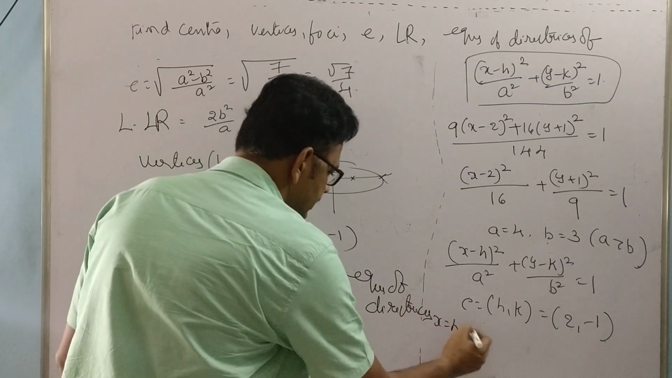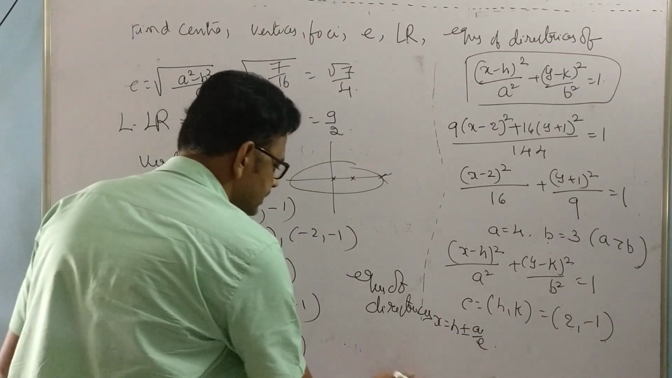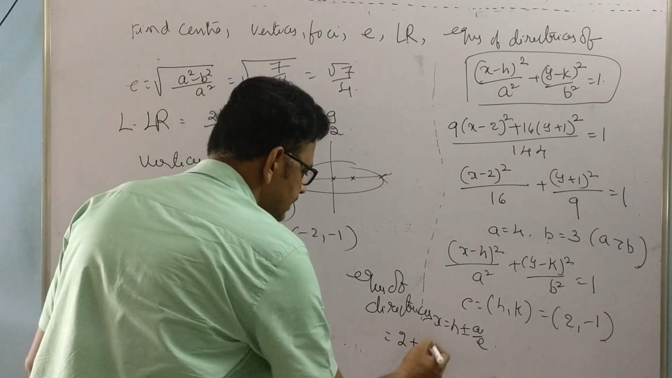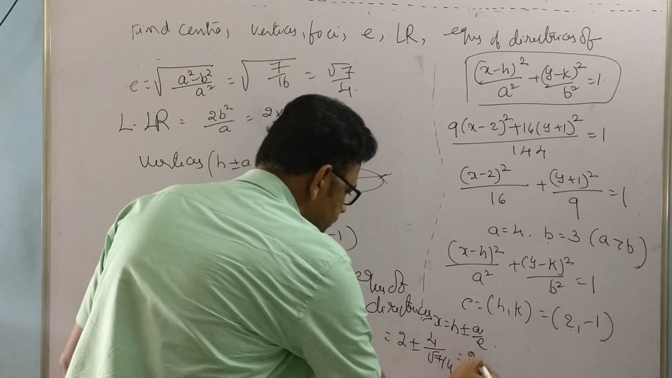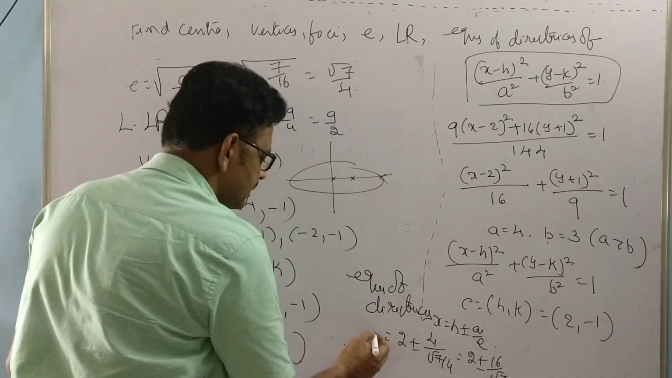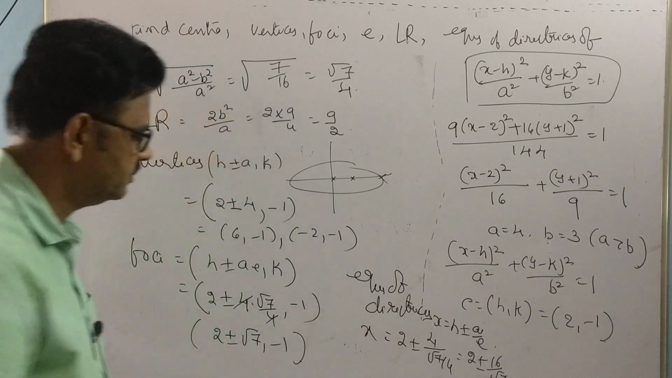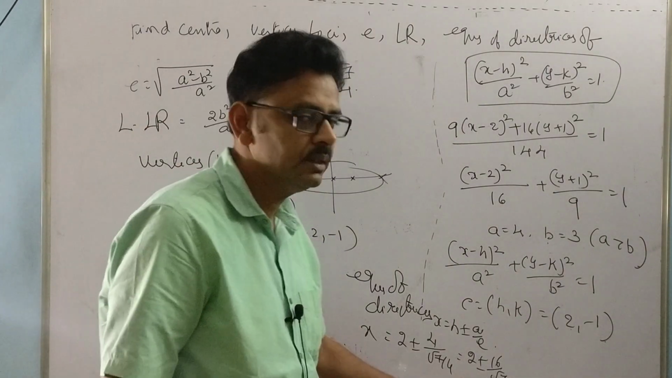x = h ± a/e, where h is 2, a is 4, and e is root 7 by 4. That is 2 ± 16 by root 7. So x = 2 ± 16/root 7. These are the equations of directrices. Okay? Write down.